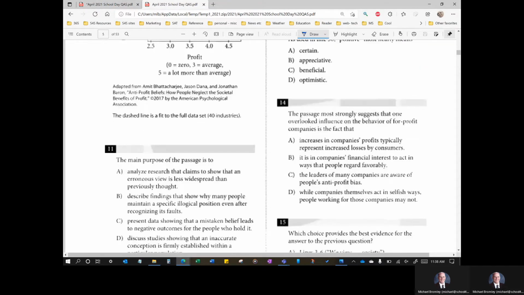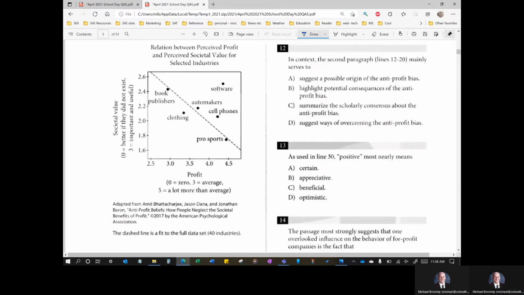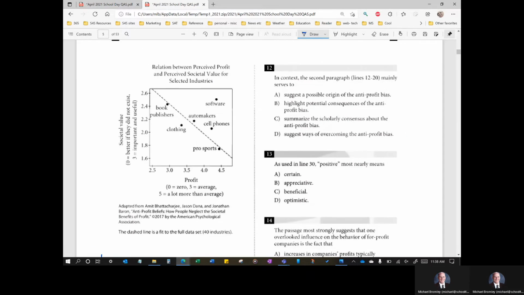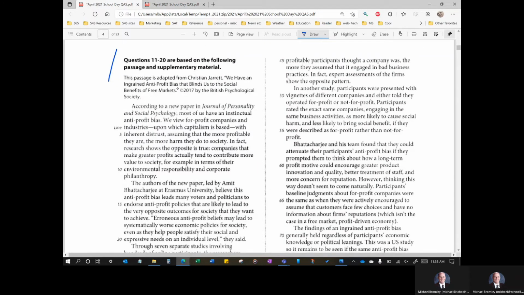So I'm looking here. I've got questions starting with question 11. I also see there's, and I hate charts. So I've got to remind myself how much I hate charts, and be prepared to deal with that. Here we go. Passage is adapted from Christian Jarrett. We have an ingrained anti-profit bias that blinds us to social benefits of free markets. British Psychological Society. So I assume this is academic. This is generally an academic press, and so it should be peer reviewed. I'm going to assume that, so it's going to follow the patterns of a peer review.